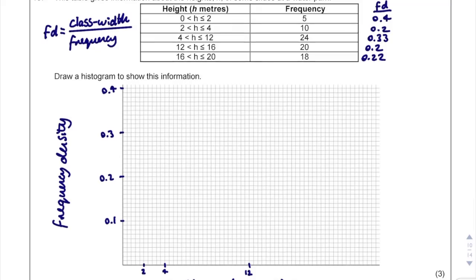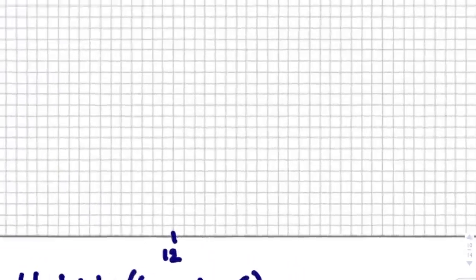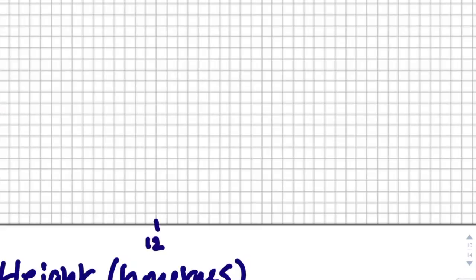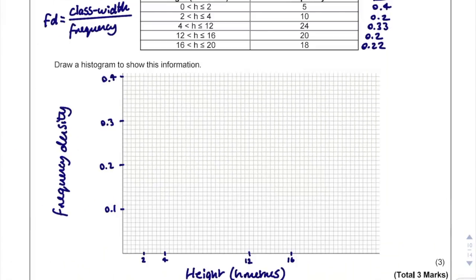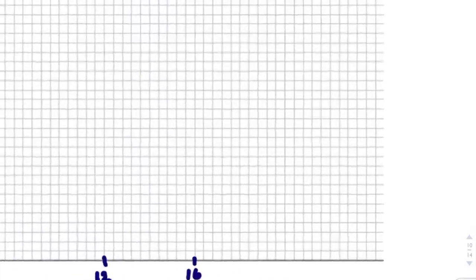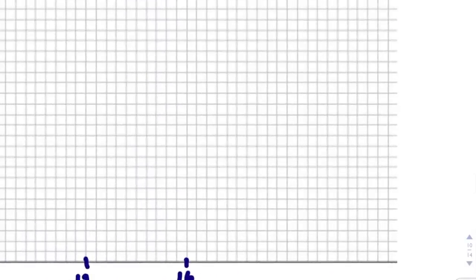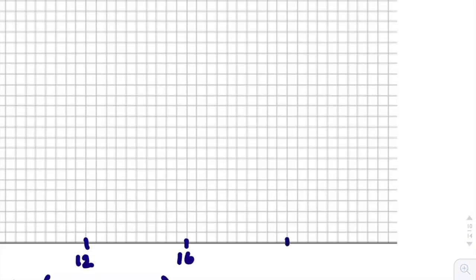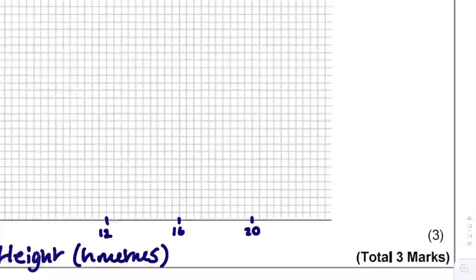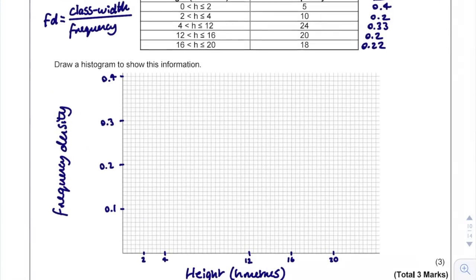And then we're going from 12 to 16, so that's a distance of 4. So we're going to go across 10 squares. And then another distance of 4 meters, so we're going to go across another 10 squares. So 20 is there. And yeah, that works out about right.